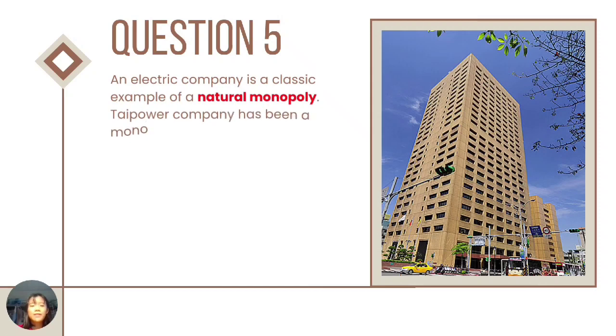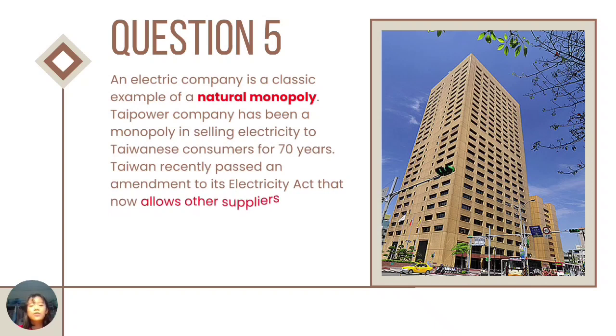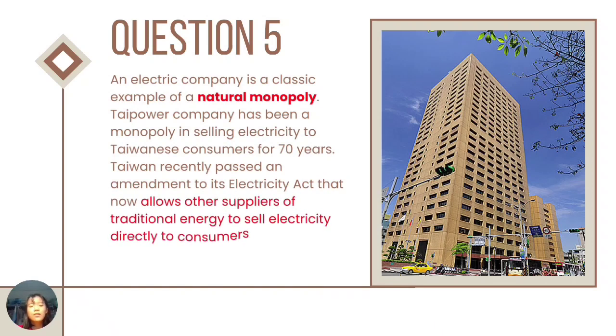Taipower Company has been a monopoly in selling electricity to Taiwanese consumers for 70 years. Taiwan recently passed an amendment to its Electricity Act that now allows other suppliers of traditional energy to sell electricity directly to consumers, effectively ending Taipower's 70 years of sector monopoly.